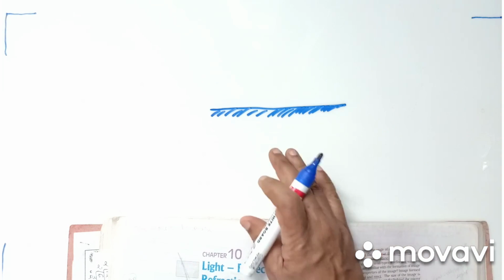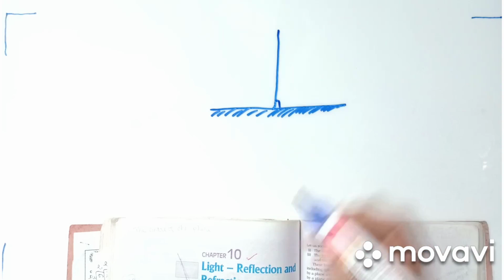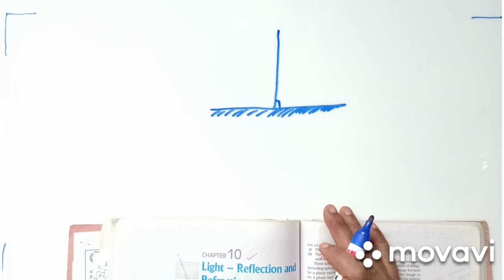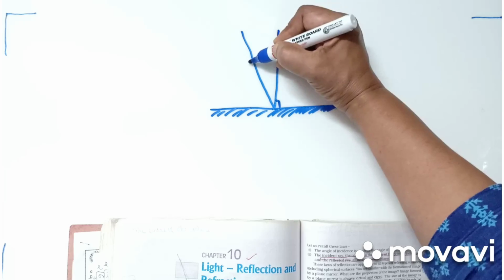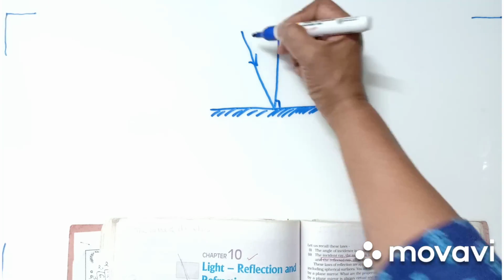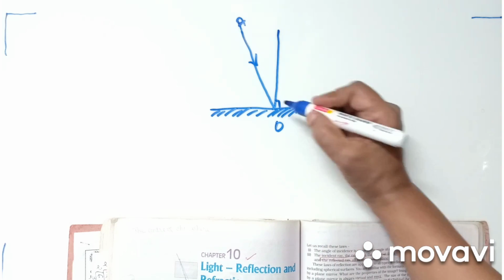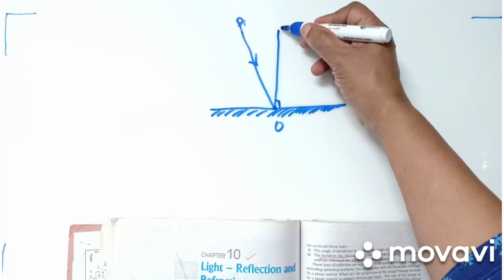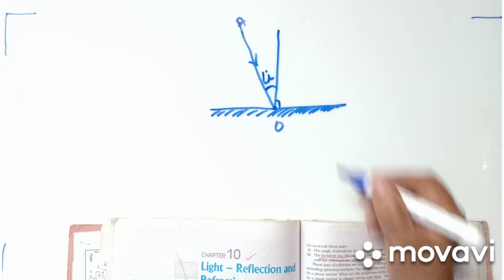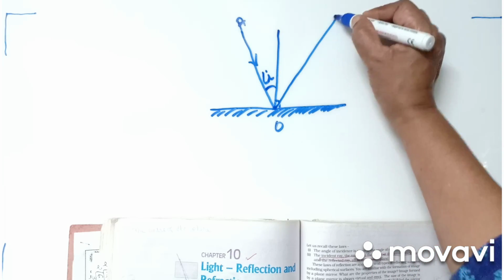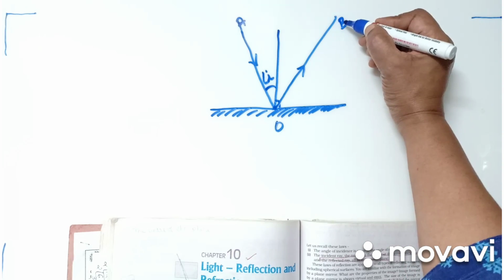So what is the first law? If you draw a normal, what is a normal? It is at 90 degrees, the perpendicular to the surface of the plane mirror. Suppose this is the incident ray, say AO is the incident ray. Then at this point you have drawn the normal. This is the angle of incidence. Then this ray reflects in the direction OB, and this is called the reflected ray.